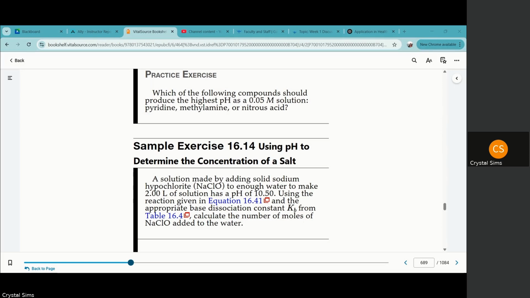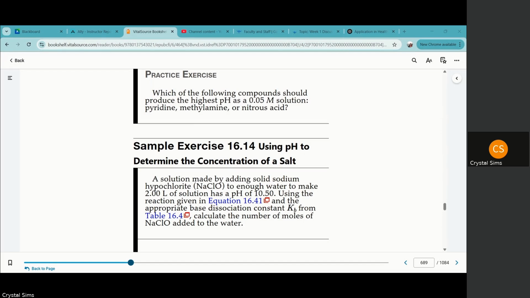Now, sodium hypochlorite is an ionic compound. It is a salt that consists of the sodium ion and the hypochlorite ion. It's a strong electrolyte. It completely dissociates in solution into the sodium ion and the hypochlorite ion, which is a weak base.